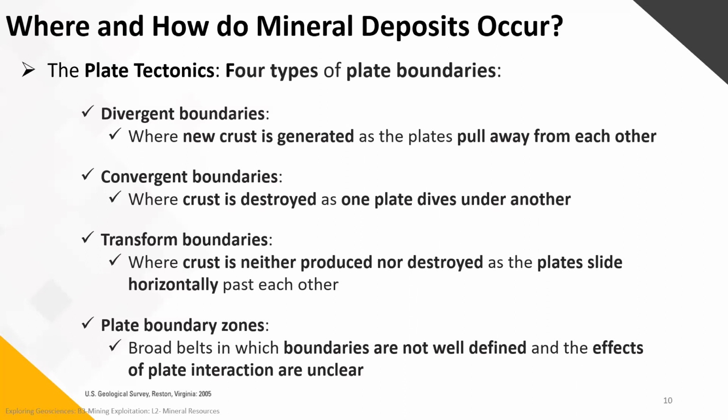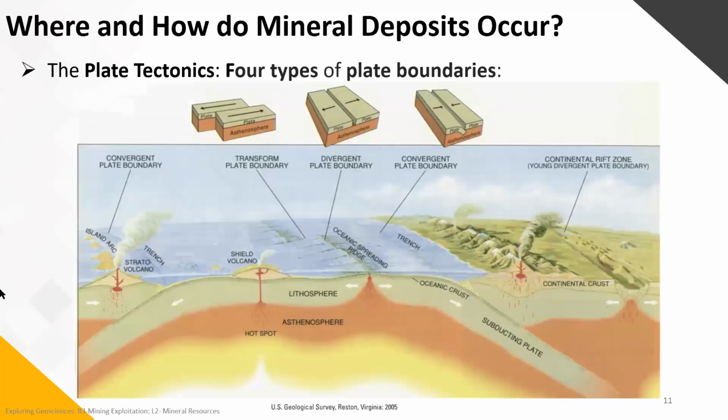And then we have the transform boundaries where crust is neither produced nor destroyed, and the plates slide horizontally past each other. The plate boundary zones are boundaries which are not well defined, and the effects of the plate interactions themselves are unclear. So that was the image we've seen in previous lessons, where we have the transform plate sliding horizontally, the divergent plates pulling apart, and the convergent plates, one sliding under the other like a subduction zone.